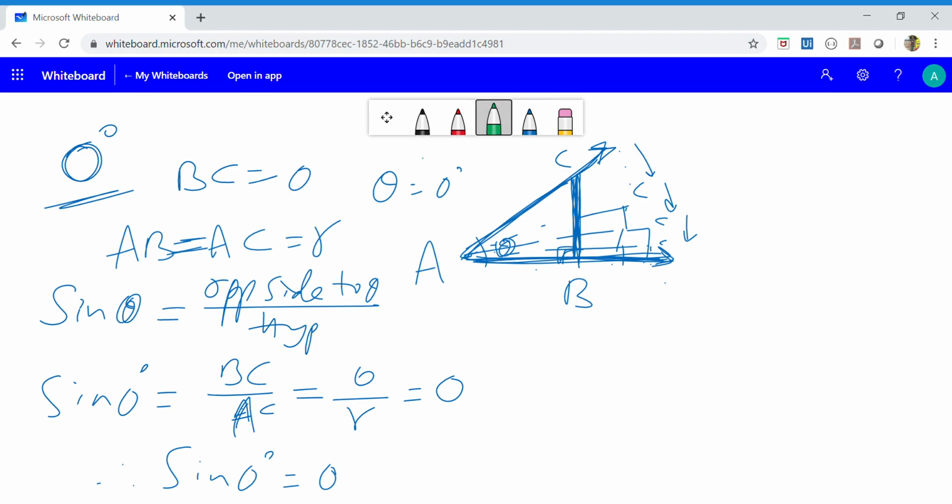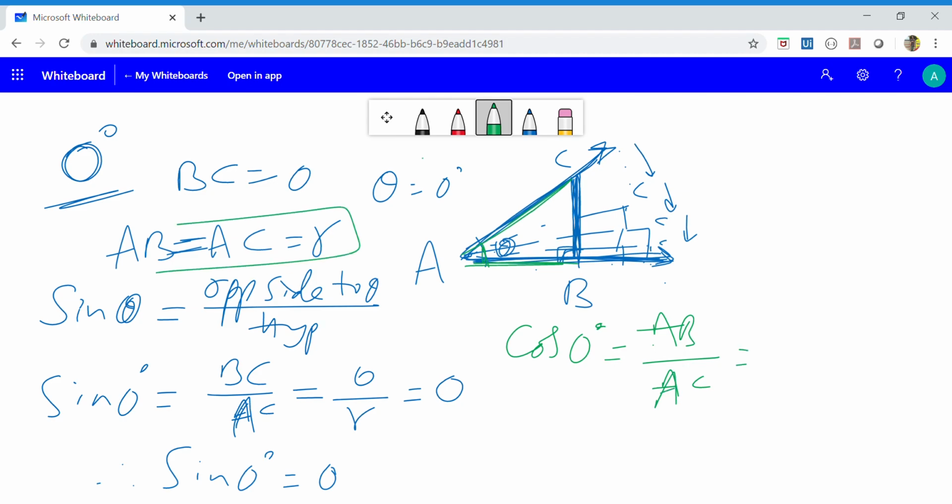Then coming to cos 0 degrees. Cos value is adjacent side to theta by hypotenuse. Theta's adjacent side is AB, and the hypotenuse is AC. AB and AC are both equal to r. So r by r is equal to 1. Next, tan 0 is equal to sine 0 by cos 0. Sine 0 is 0 and cos 0 is 1. 0 by 1 is 0 itself.